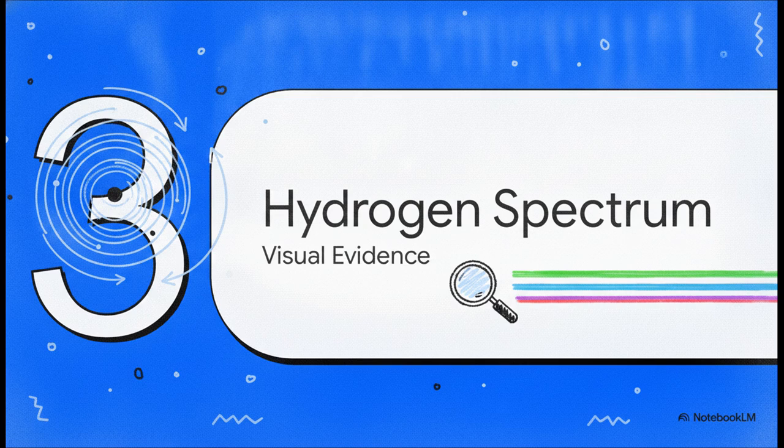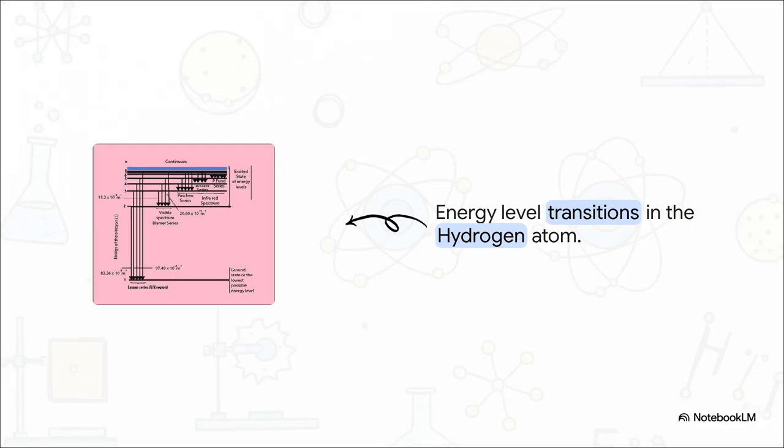That brings us to Section 3. The hydrogen spectrum. When you heat hydrogen gas, it emits light, but it doesn't emit a continuous rainbow like sunlight through a prism. Instead, it emits very specific, isolated, sharp lines of light. Think of it like a staircase.